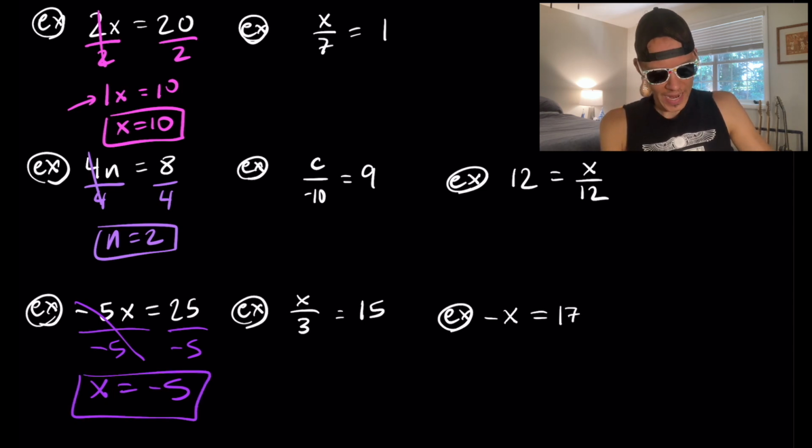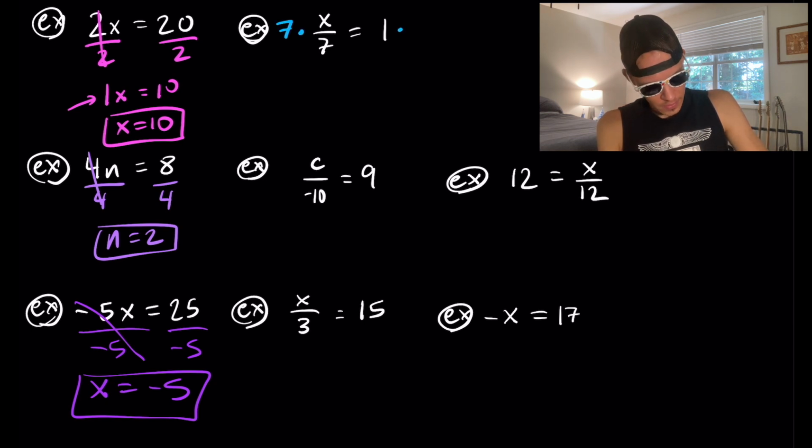Okay, over here, x divided by 7 equals 1. Remember, we don't use this division sign moving forward. It's very rare that you see it. So if we're taking x and dividing it by 7, the opposite of that would be to multiply by 7. That's how we would undo a division. So I'm going to multiply both sides by 7. These will cancel, so I'll just be left with x is equal to, and then 1 times 7 is 7.